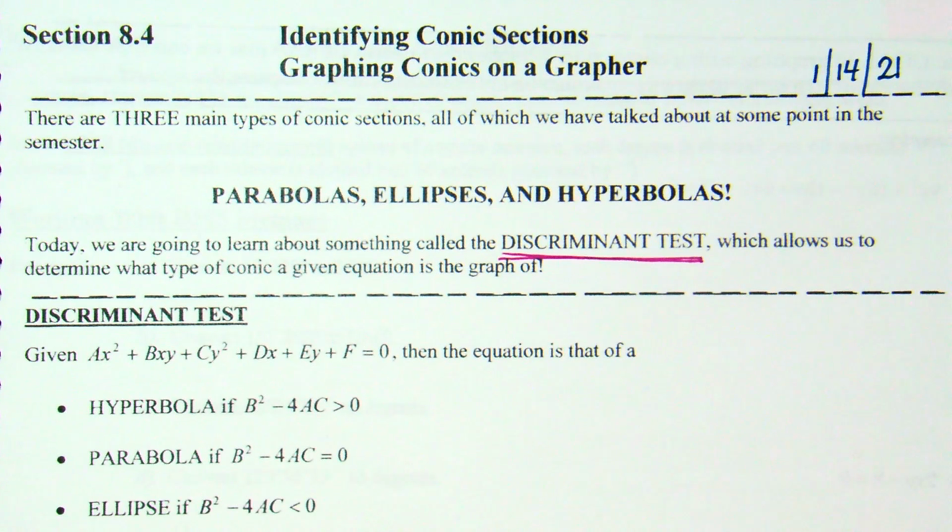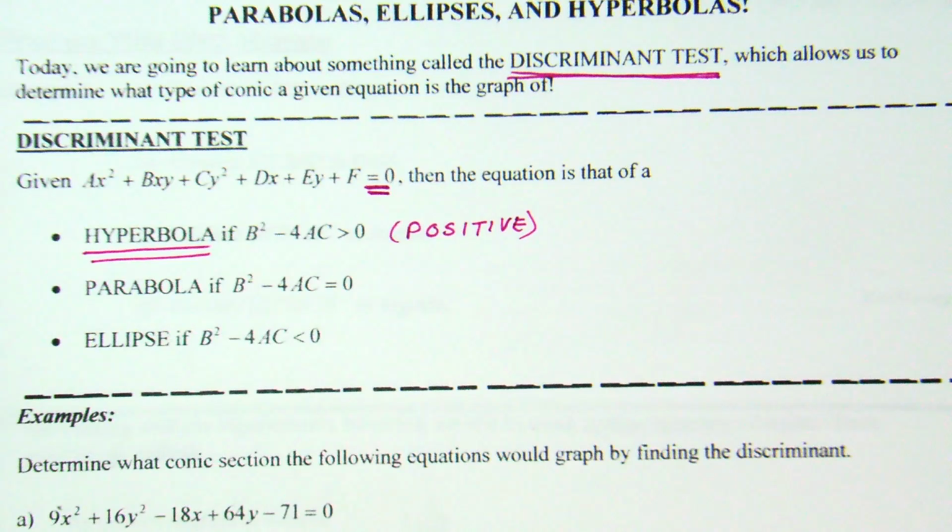If b squared minus 4ac equals 0, then it is a parabola. And if b squared minus 4ac is less than 0, it is an ellipse. What's less than 0 mean? A negative number.